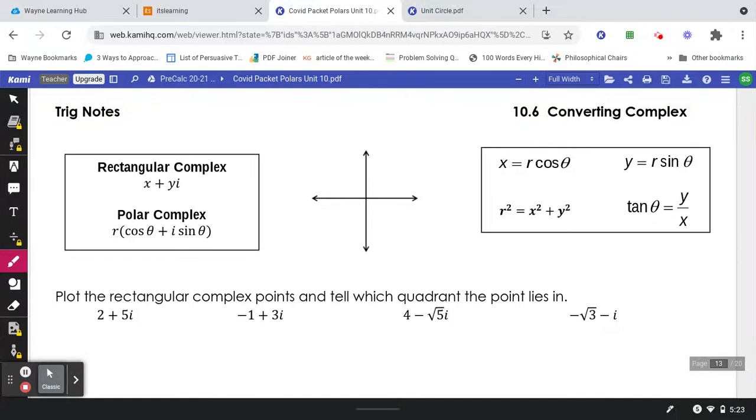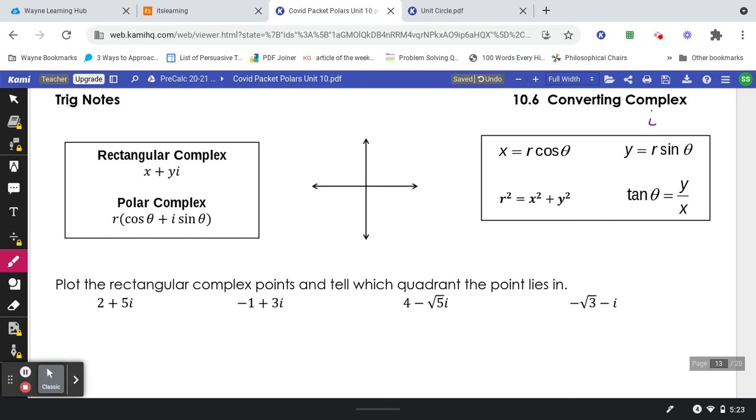These are the 10.6 notes for trig. We're moving on to something a little bit different here. These are called complex numbers, and we're going to go from rectangular to polar, just like we did with our x, y's, and our thetas. The only difference here is these are going to have an i. So when we talk about complex numbers, we're talking about i's, those imaginary numbers.